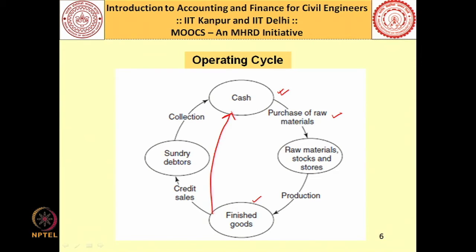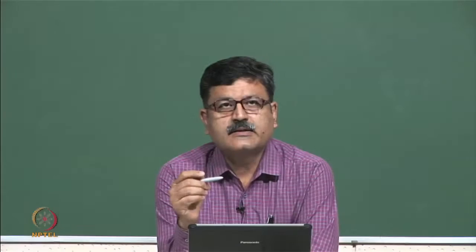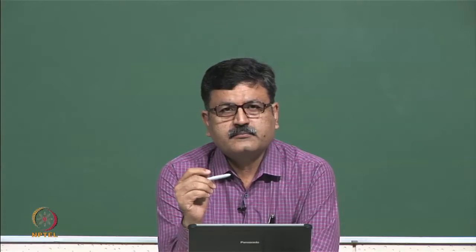On the other hand, if the sale is on credit, then you have debtors, and when the money is collected from these debtors, this is again now converted into cash. So, the entire process of starting with the cash and again reaching back to the cash, generating the cash, we call it as operating cycle, or we call it as working capital cycle.